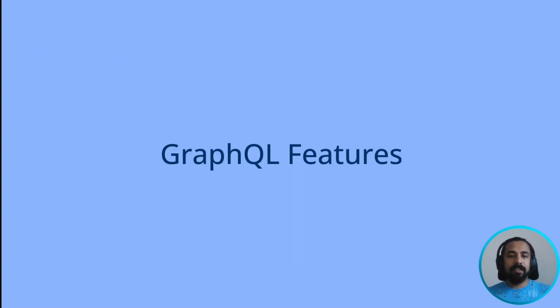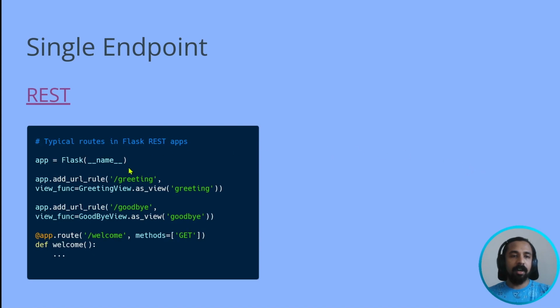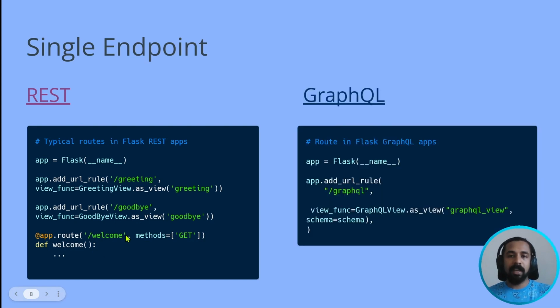Now let's take a look at a few features of GraphQL. We saw that in case of REST, we have multiple endpoints. Like for operations related to greeting, setting or getting a greeting, we will define a URL path /greeting. Similarly, for other operations, we will go on with defining new endpoints. But as we have seen in case of GraphQL, there is only a single endpoint /graphql, and the operations are specified in the POST body of the GraphQL operation.